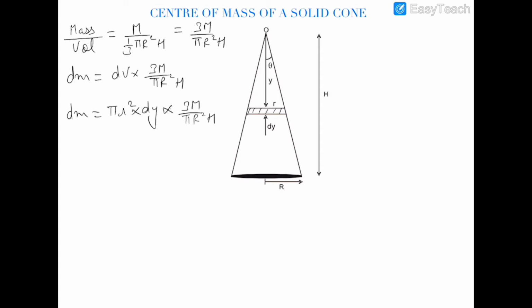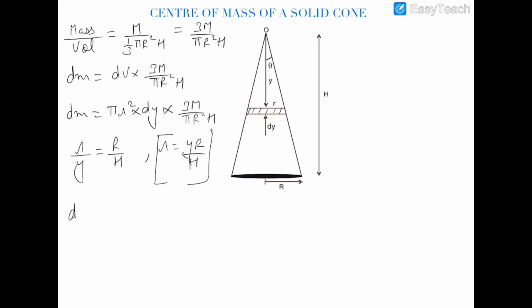And for calculation of r, we can apply the similarity in these triangles. So the first triangle is this one. So r upon y is equal to, the second triangle is this one, this is capital R upon h. So r is equal to y R by h.